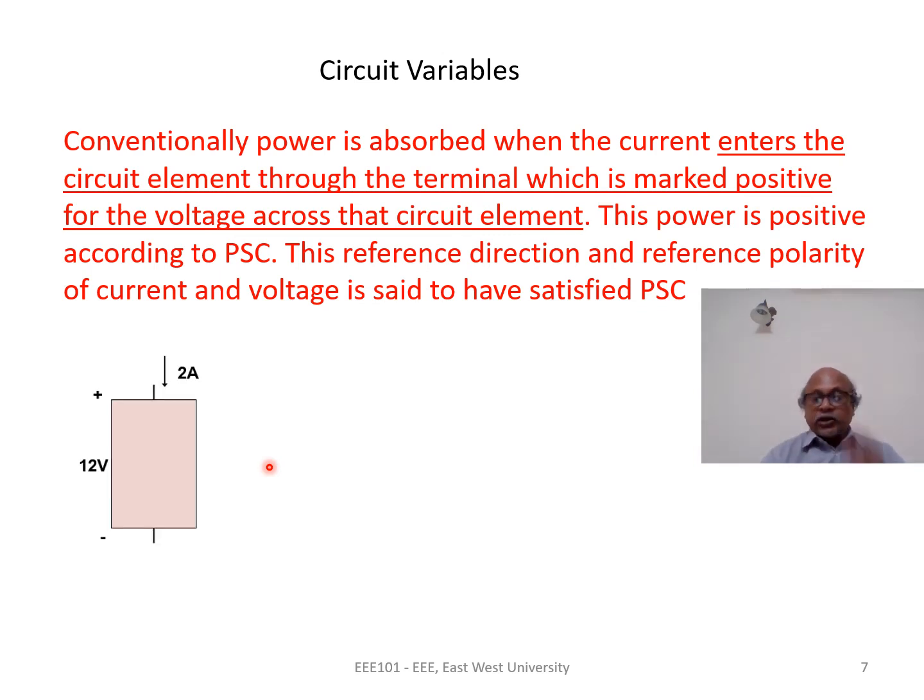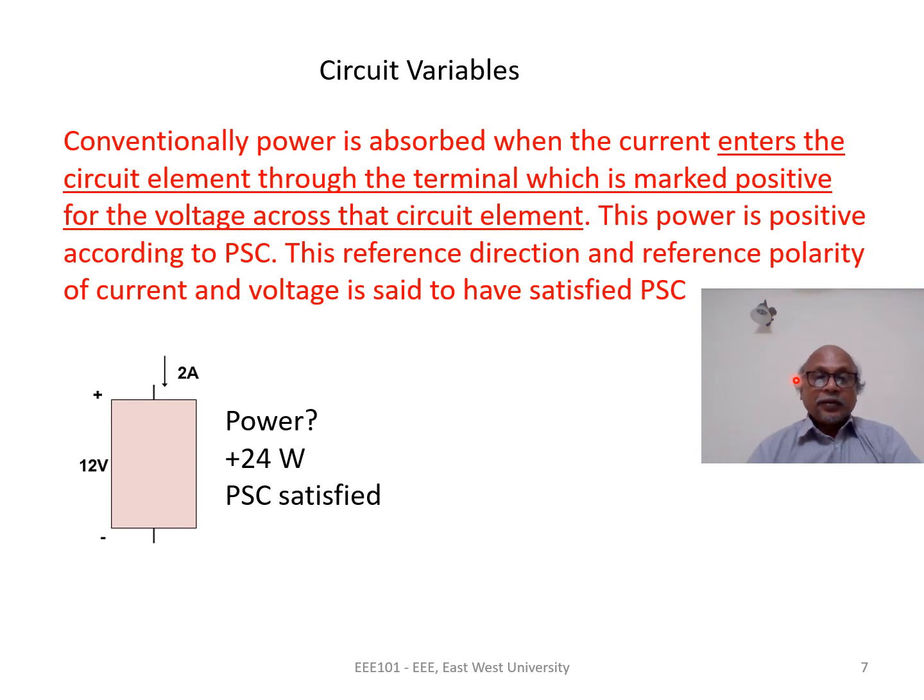So let's look at the situation again. In this case, we have a circuit element with voltage and current specified. In this case, we can see that the current is entering the circuit element through positive of the voltage. According to the paragraph above, that means power is absorbed and this voltage and current reference satisfy passive sign convention. So, what is the power? It is plus 24 watt because absorbed power is positive and PSC is satisfied.